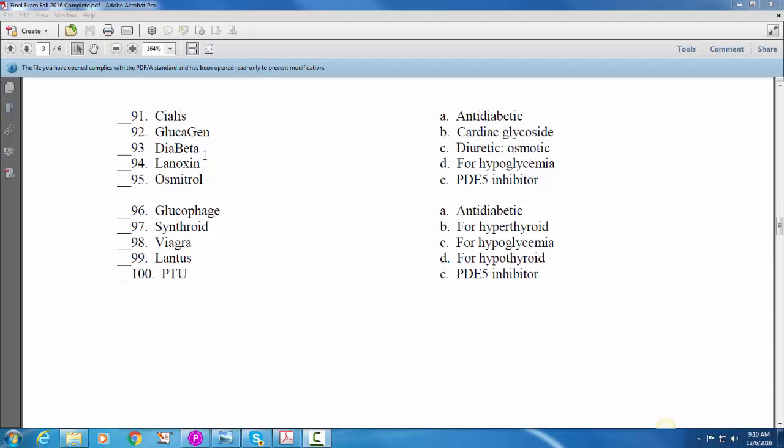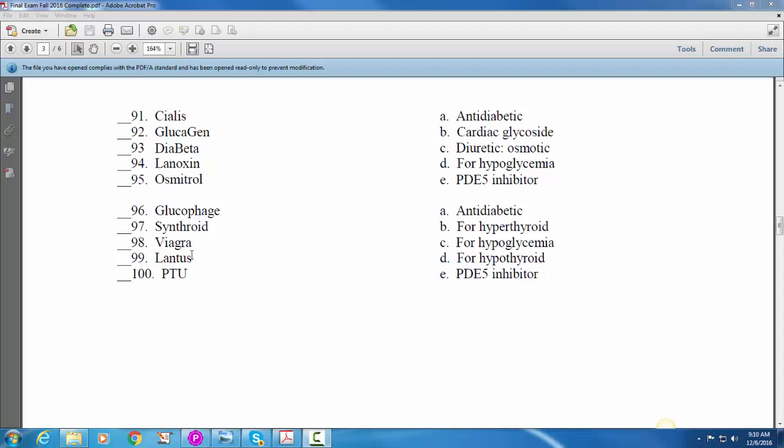So these are all brand names, and then what they're for. Same thing here. So you have Glucophage, which, you know, it phages glucose, or eats up glucose, for a hyperglycemic state like diabetes. So A, anti-diabetic. Synthroid is for hypothyroid. Viagra, this is a PDE5 inhibitor. So knowing the class, not just that it's for ED.